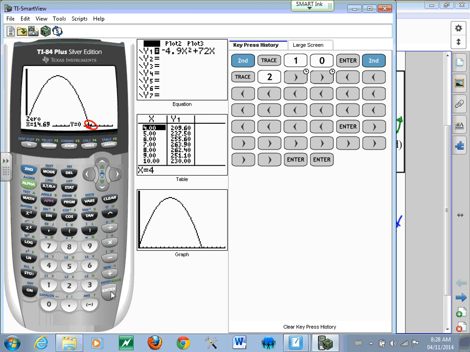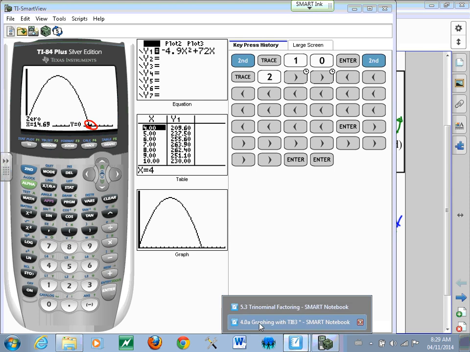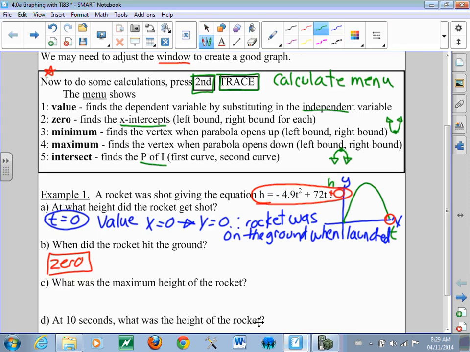So y equals 0, which means my height occurs at 0 when x equals 14.69. So what does that tell me? That at 14.69 seconds, the rocket hit the ground.